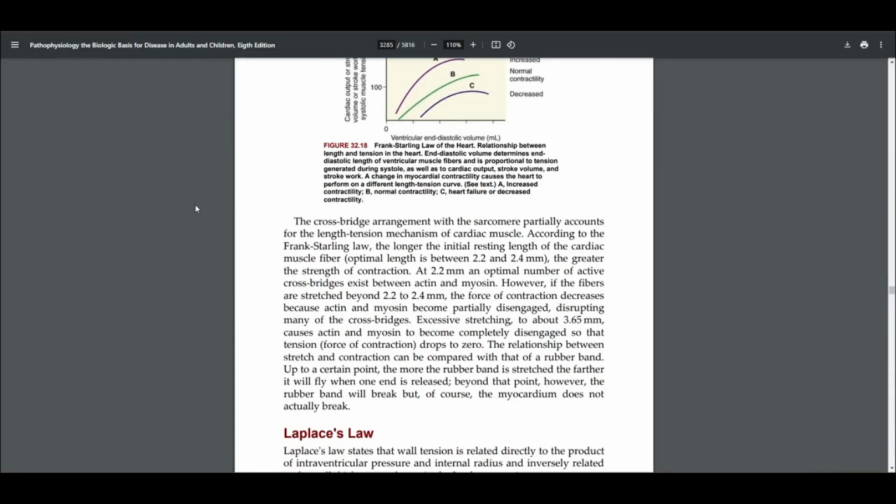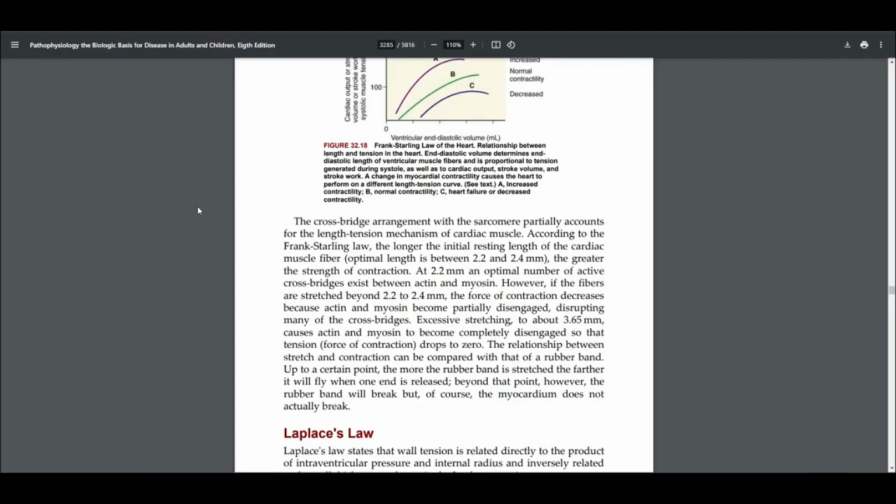The cross-bridge arrangement within the sarcomere partially accounts for the length tension mechanism of cardiac muscle. According to the Frank-Starling law, the longer the initial resting length of the cardiac muscle fibers, where again optimal length is 2.2 to 2.4 micrometers, the greater the strength of contraction. At 2.2, an optimal number of active cross bridges exists between the actin and the myosin. However, if the fibers are stretched beyond 2.2 to 2.4, the force of contraction decreases because actin and myosin become partially disengaged, disrupting many of the cross bridges.